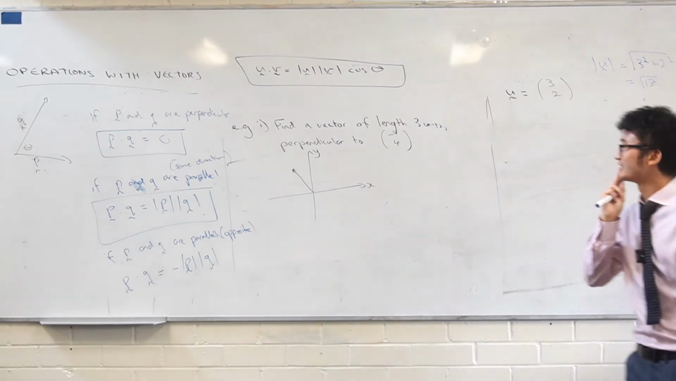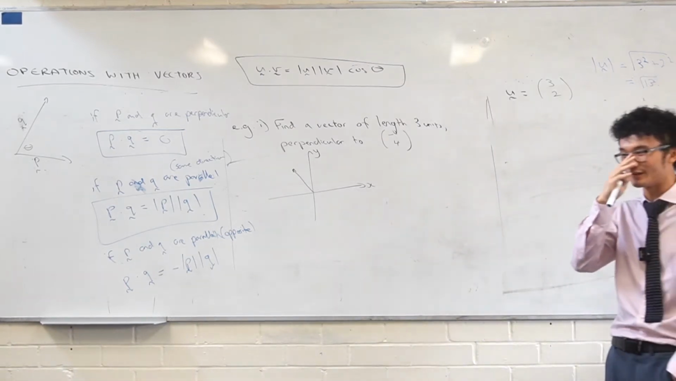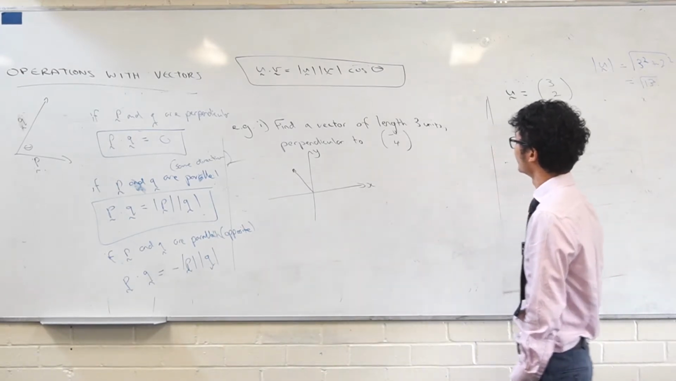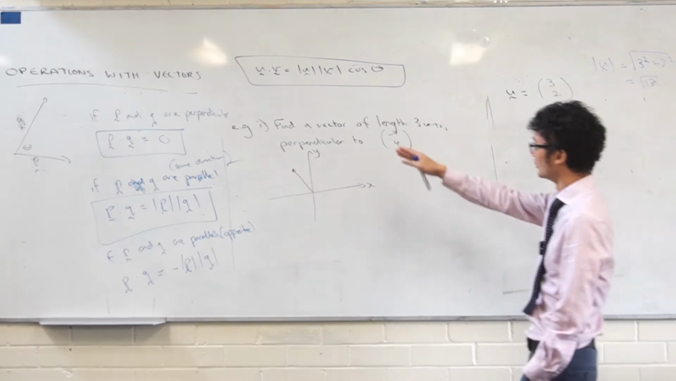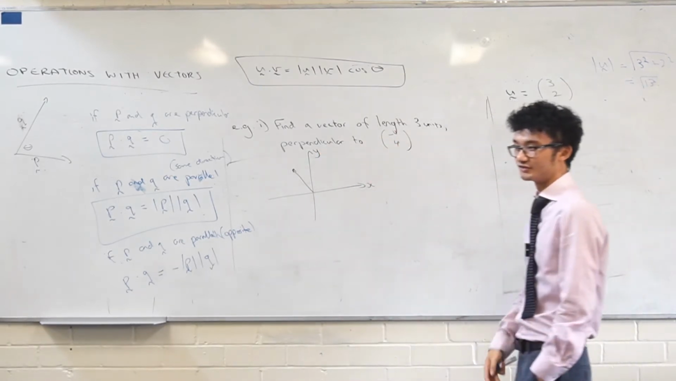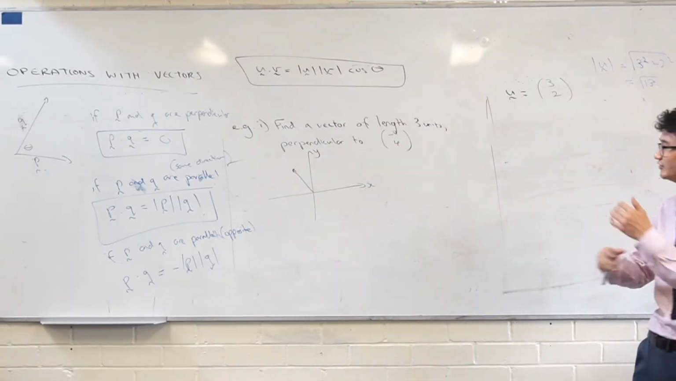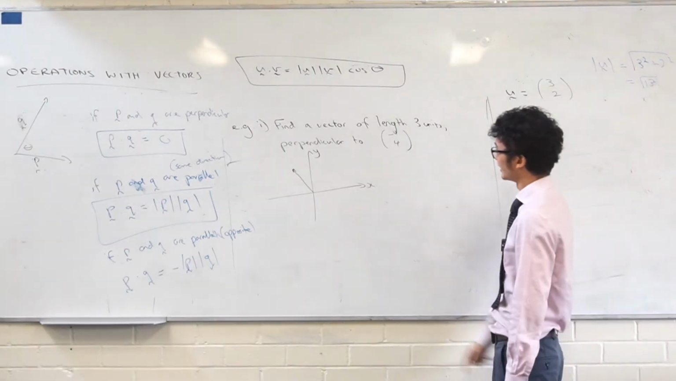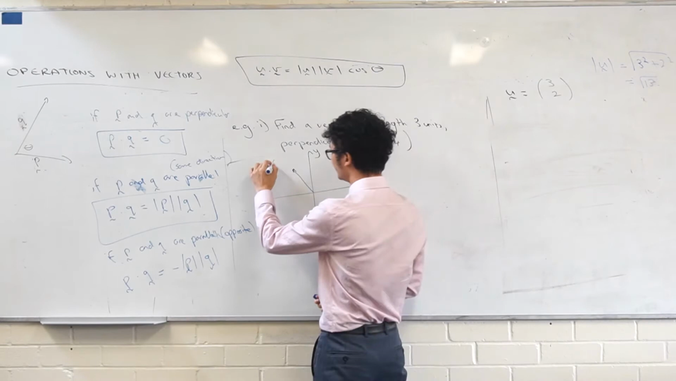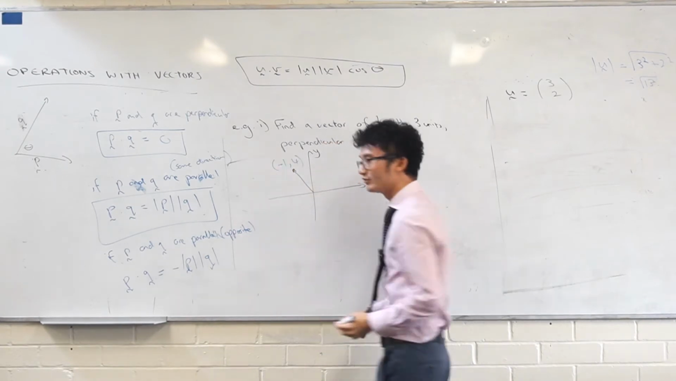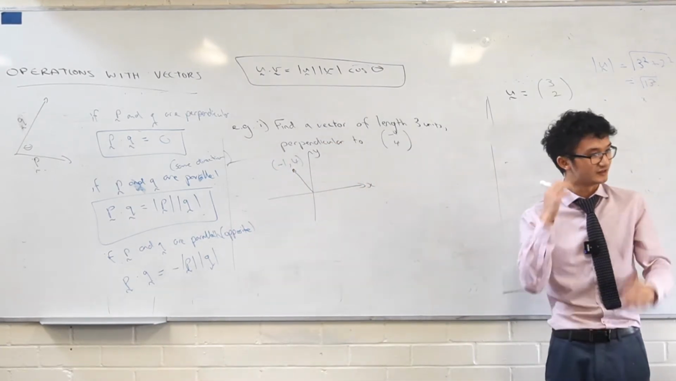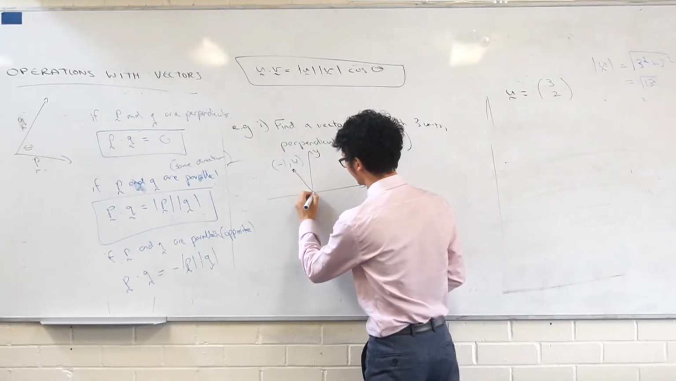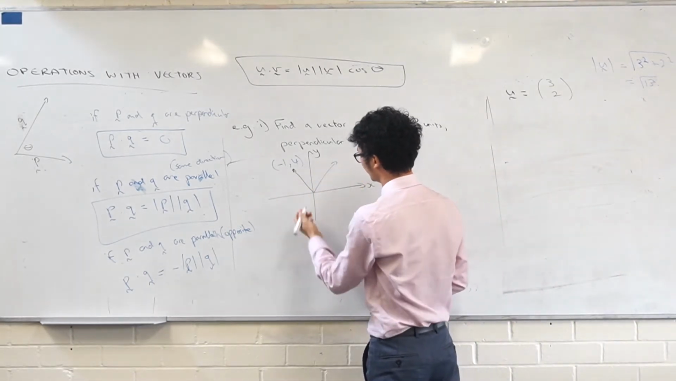Okay, it's an interesting question, right? Because there are so many different aspects to it. We want a vector of length 3 units, and then we also have to find something that's perpendicular to this. So we need to think about a few different things. The first thing to think about is, if this is (-1, 4) over here, where would we expect the vectors perpendicular to that to be? Over here, 90 degrees, somewhere there.